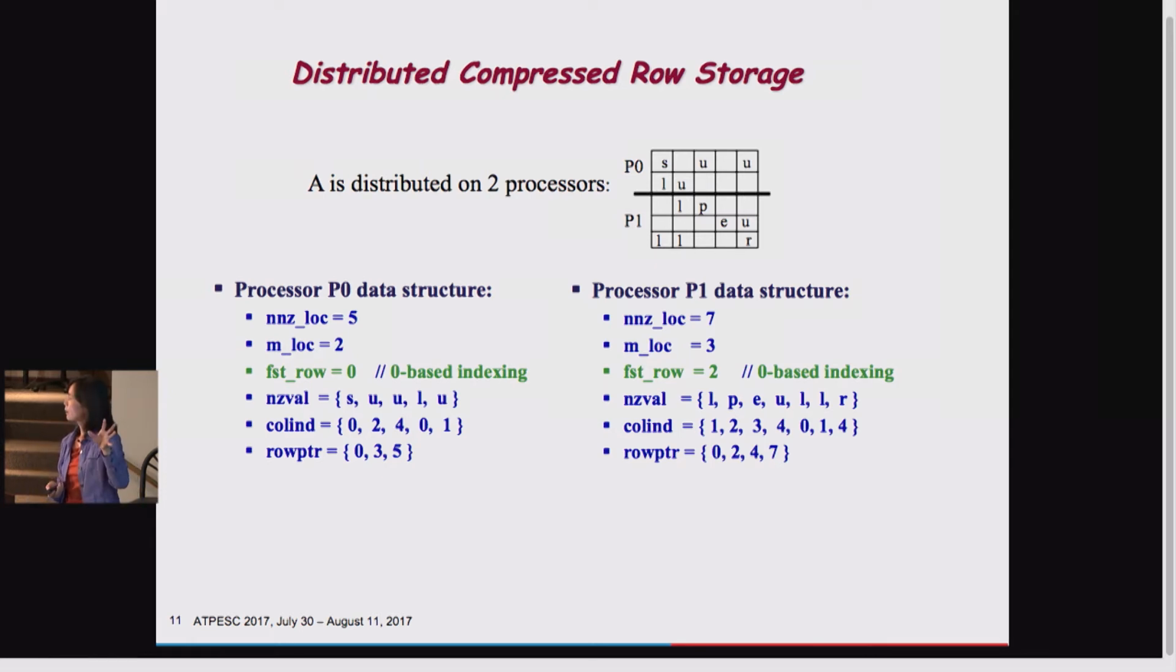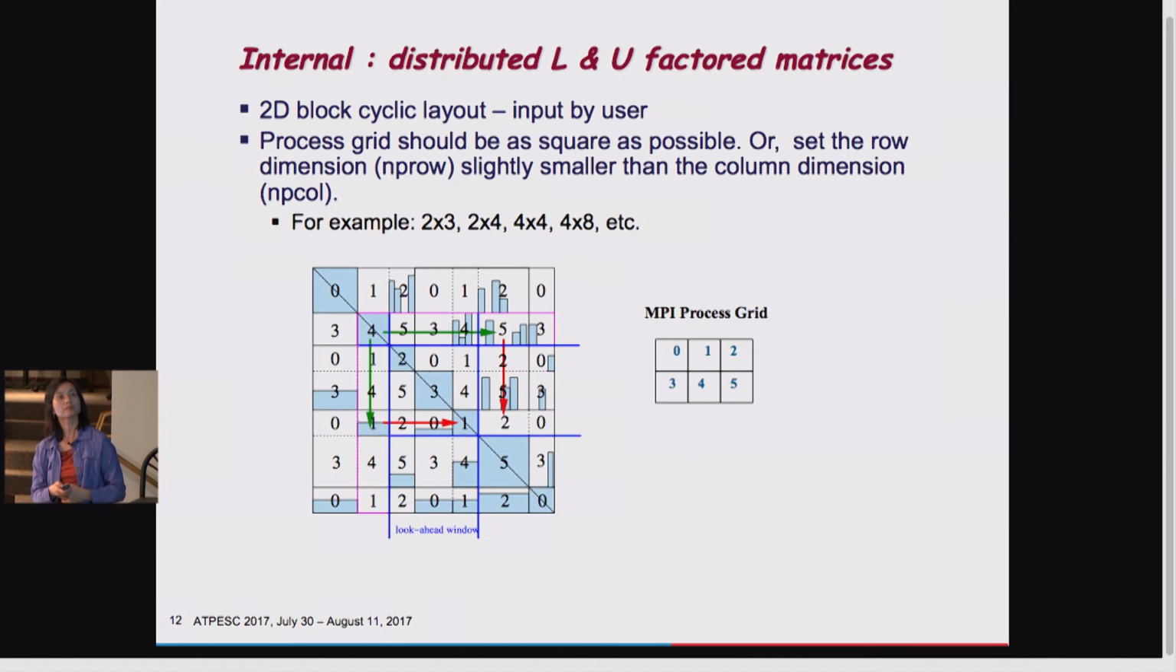Once you set it up on each processor and give it to the code, we'll know how to piece together this global information, where the partition boundaries of the different pieces are. And as I mentioned, internally you don't need to worry about it. For the LU factored matrices, we use the 2D block cyclic layout that Jack described in detail early in the morning about the dense ScaLAPACK. And we use the same thing. The reason is to have load balance and also avoid unnecessary communication.